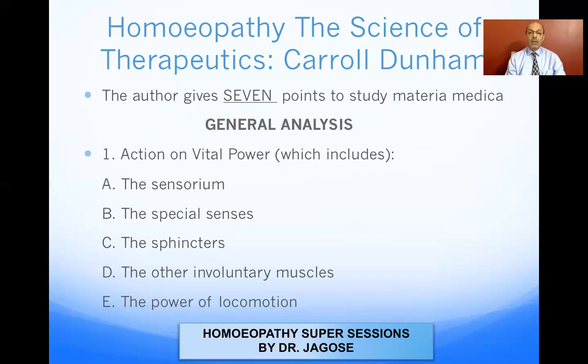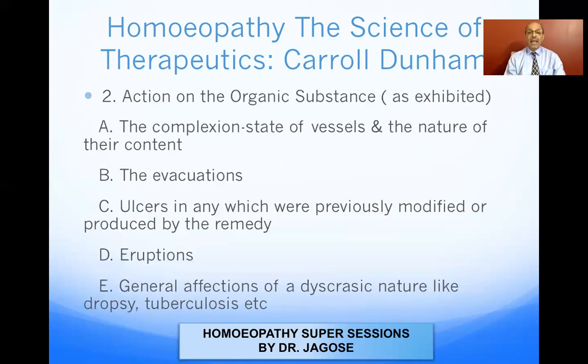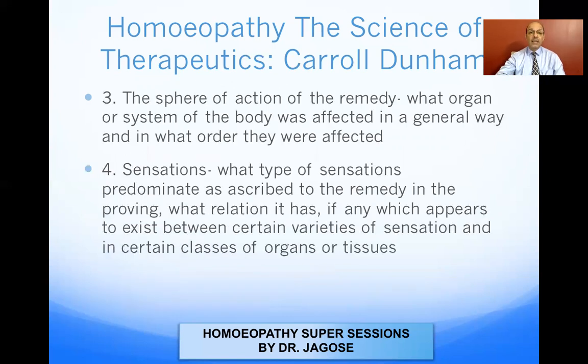That is, number 1, under general analysis, he gives action on the vital prover. First point is action on the vital prover, which includes the sensorium, the special senses, the sphincters, the other involuntary muscles, and the power of locomotion. Second, action on the organic substance. That includes the complexions, the state of vessels and the nature of the content, the evacuations, ulcers if any, which were previously modified or produced by the remedy, eruptions, general affection of a dyscratic nature like dropsy, tuberculosis, etc.